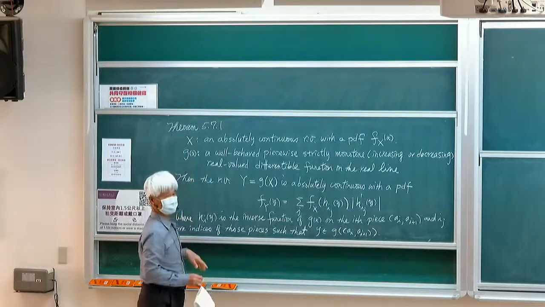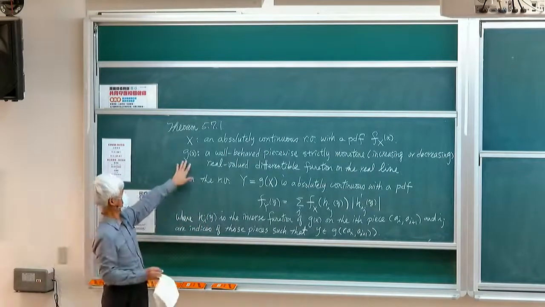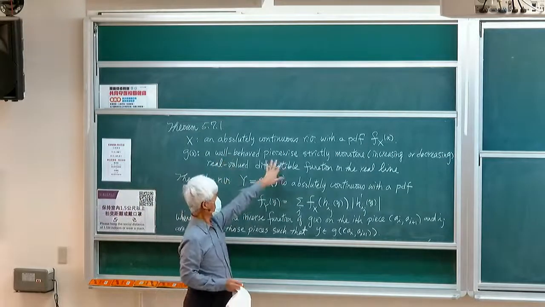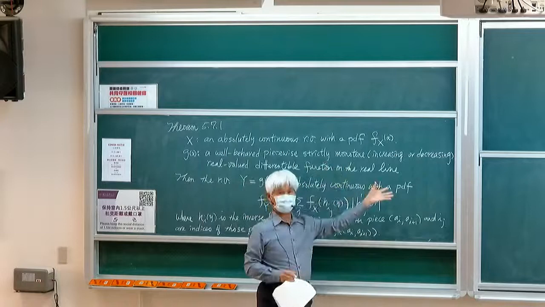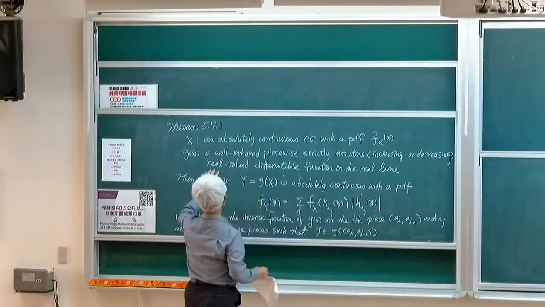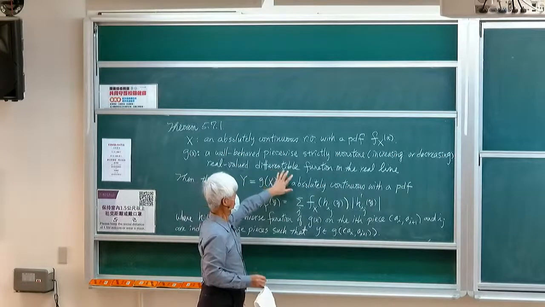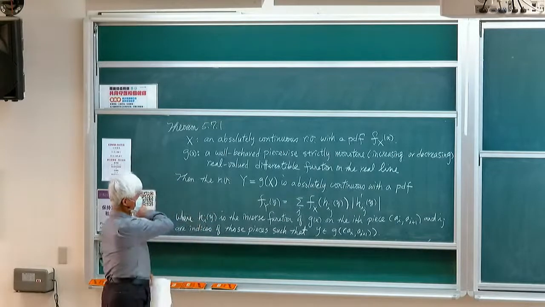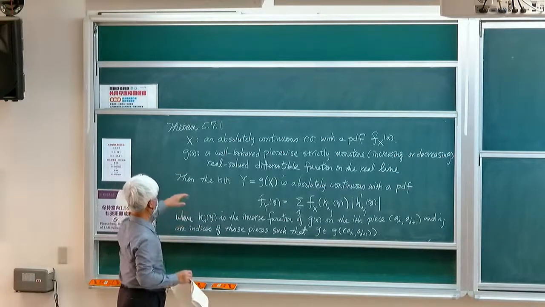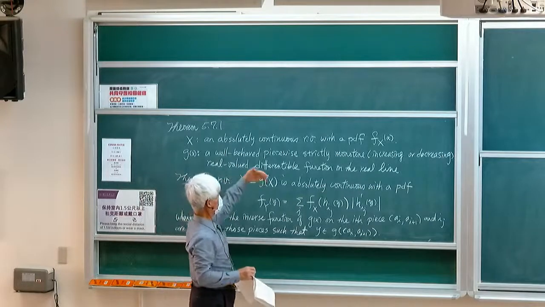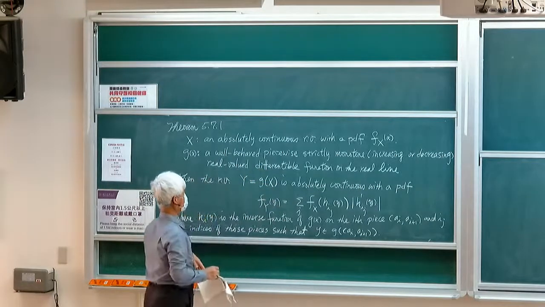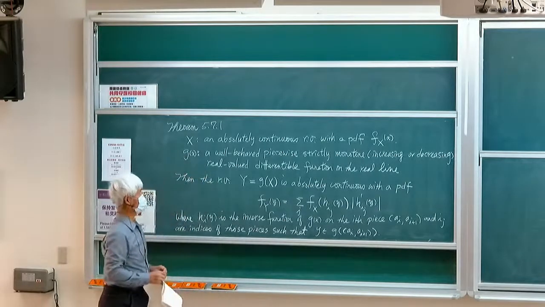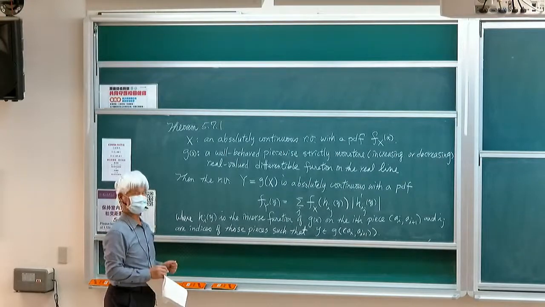Okay, so the data processing function g of x, here we assume to be a well-behaved piecewise strictly monotone, could be increasing or decreasing, real-valued and differentiable function on the real line. Okay, so that means that we can find piece by piece that at each piece the function g is strictly monotone and differentiable.